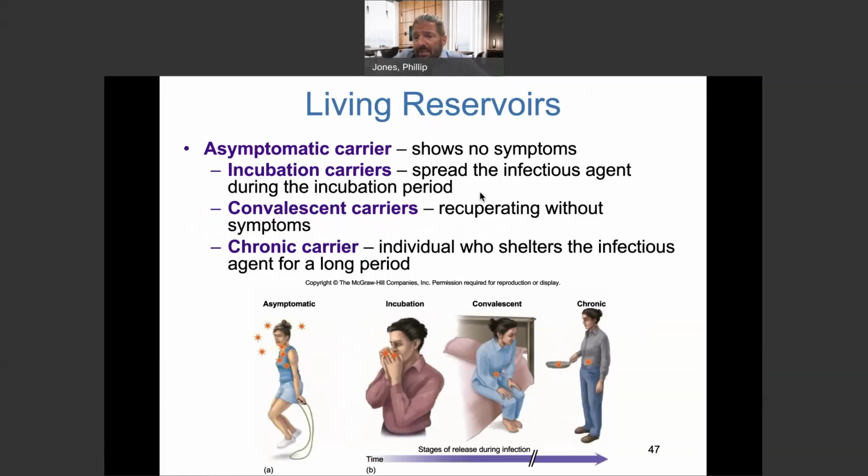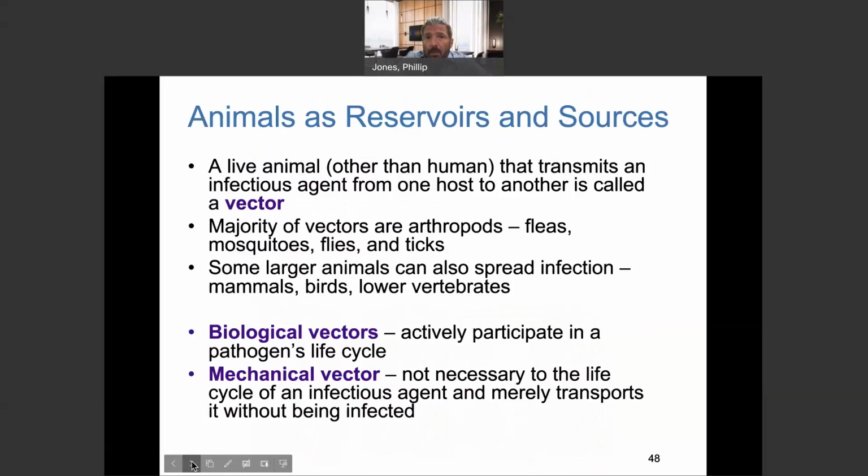They don't even know they have it, right? Convalescent carriers, they think they're fully recovered, but they're still harboring some of it. They cough, sneeze, share utensils, make a meal, whatever. Chronic carrier, an individual who shelters the infectious agent for a long period, and they may be chronic and asymptomatic, right? So anything's possible.